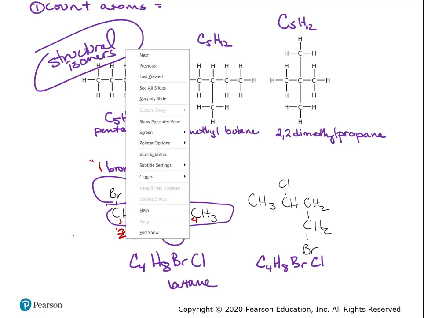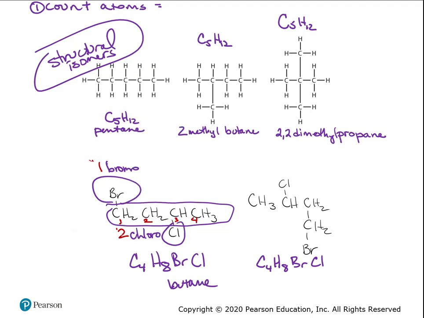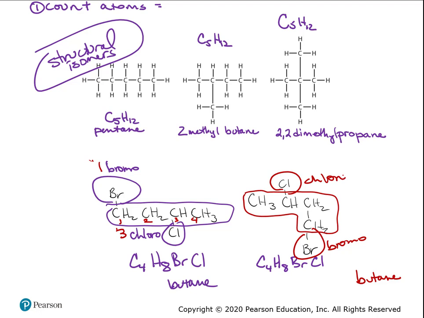So let's do the next one. What's the longest carbon chain for the next one? 4 carbons. Do you see that? So that makes this a butane as well. And it's also got a bromo and a chloro. So bromo's what number?